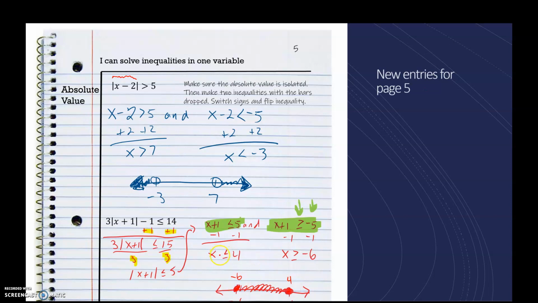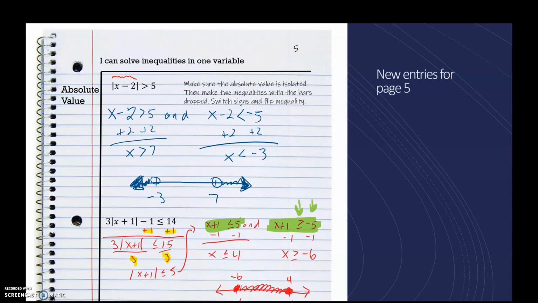Now, it says that I need to be less than the 4, and this one says I need to be greater than the negative 6. Well, these are all the numbers in between. You have to be smaller than 4 and bigger than negative 6. And what we do is we always should be testing a point. So I'm going to pick a number in between negative 6 and 4.